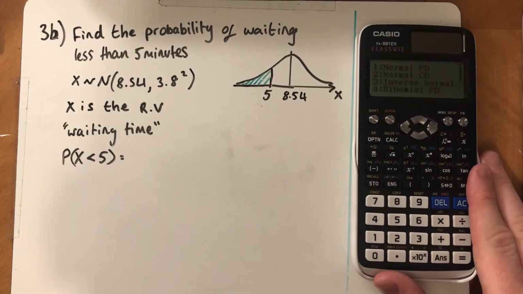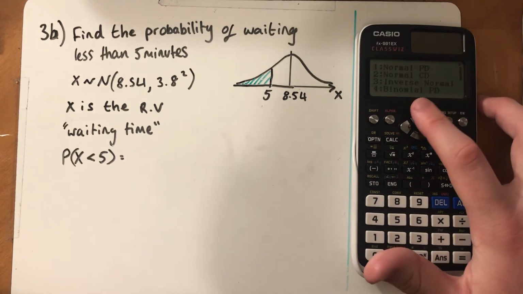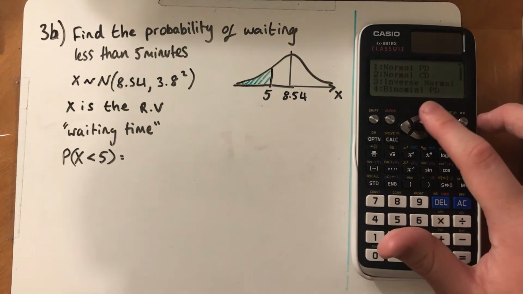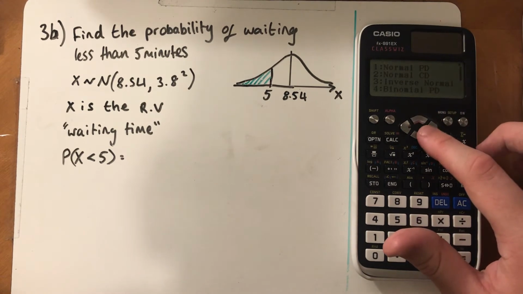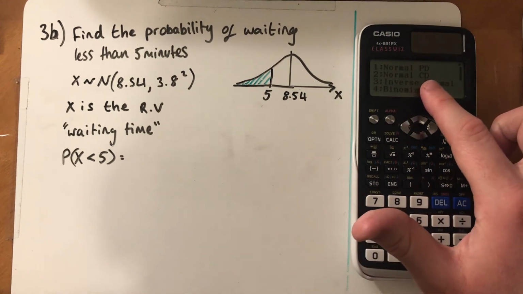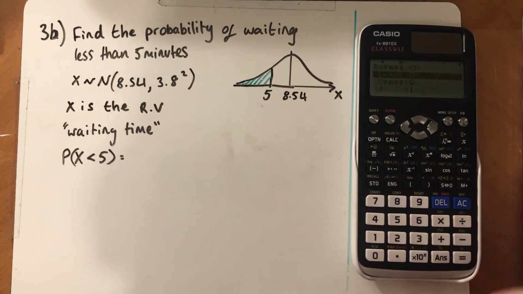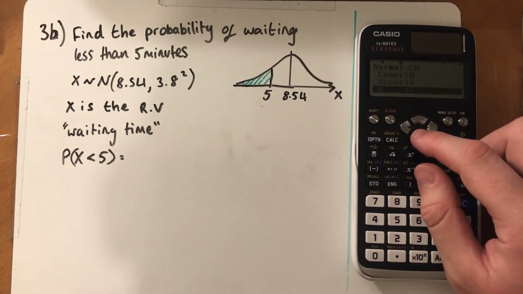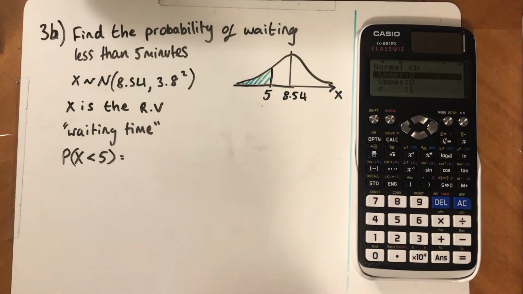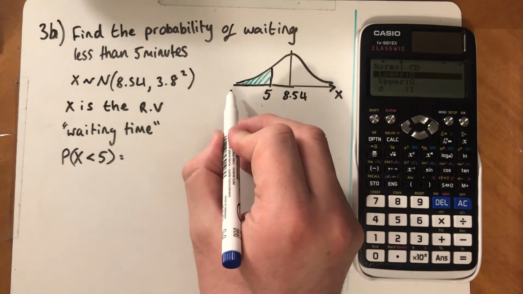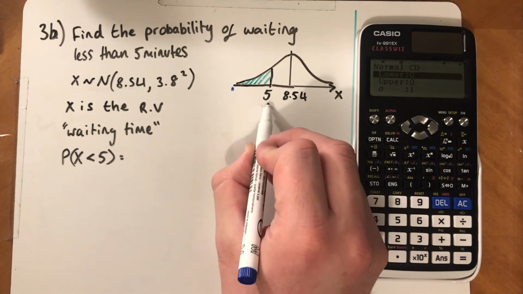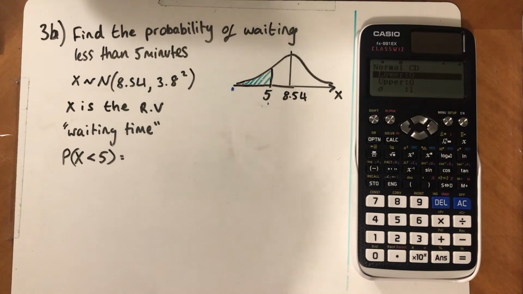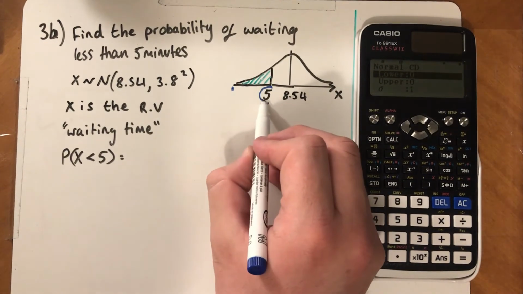Now you'll be given a list here. You should be familiar with some of these other terms such as binomial and inverse normal distribution, but what we're going to look at here is number 2, the normal cumulative distribution, normal CD. So you press 2 to enter. Now it's asked us for the lower bound, the upper bound, the standard deviation, and mu, which is the mean. The lower bound and upper bound are simply the lower bound and upper bound of our probability. So the upper bound is going to be 5.